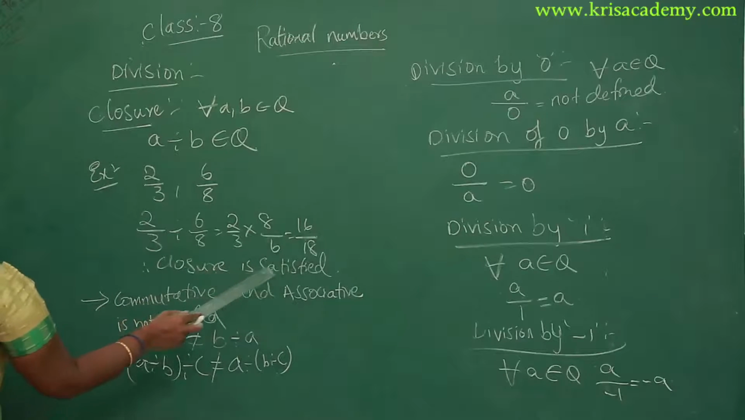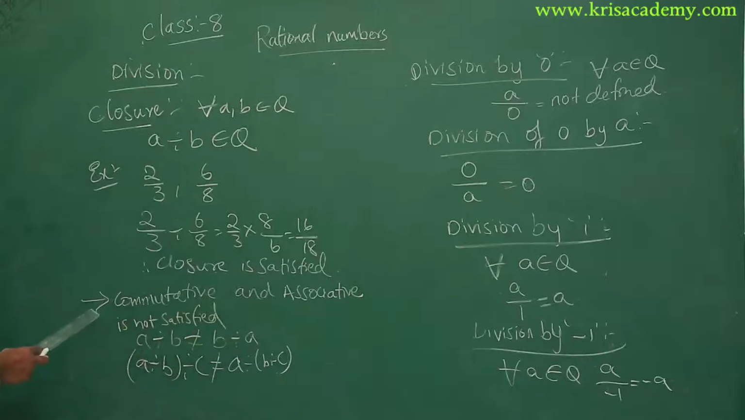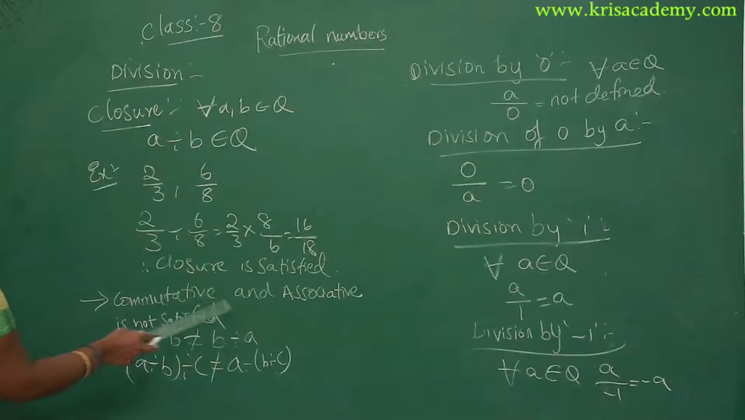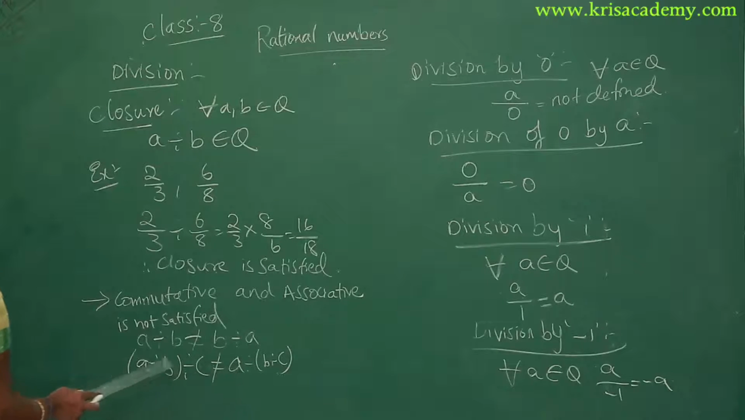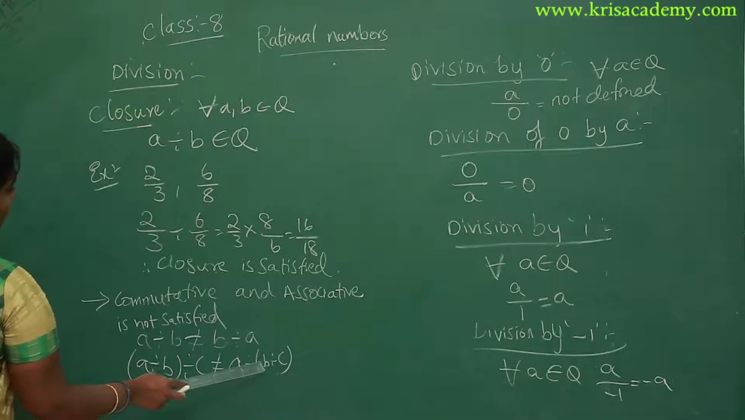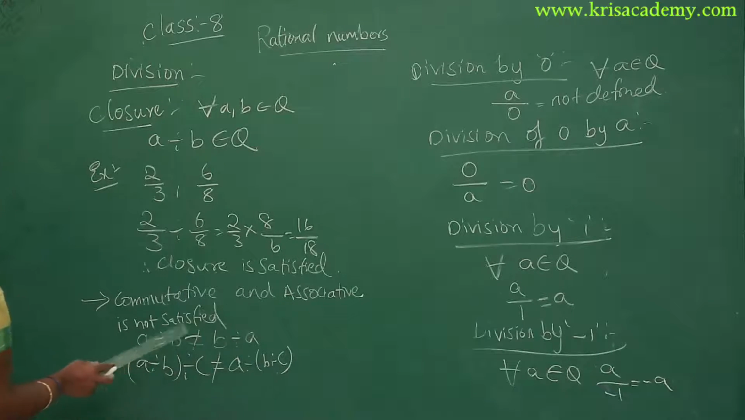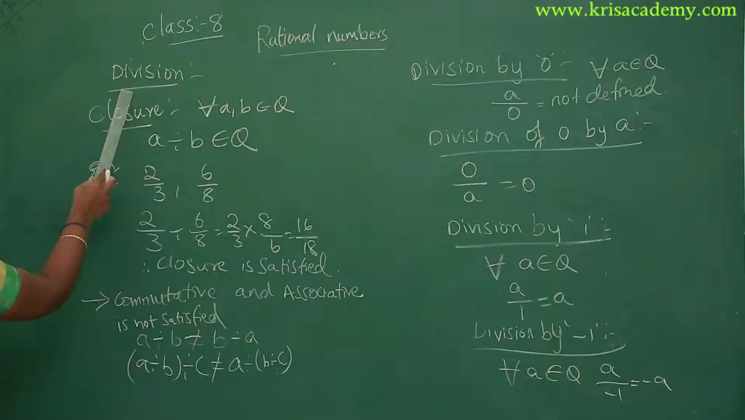So closure is satisfied. Now very important property, commutative and associative are not satisfied. A divided by B is not equal to B divided by A. If commutative is not satisfied, associative also will not be satisfied. A divided by B divided by C is not equal to A divided by B divided by C, grouped the other way. So commutative and associative are not satisfied under division.